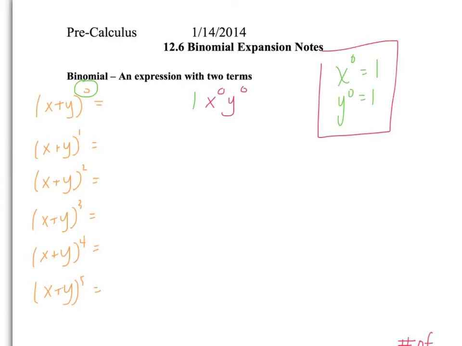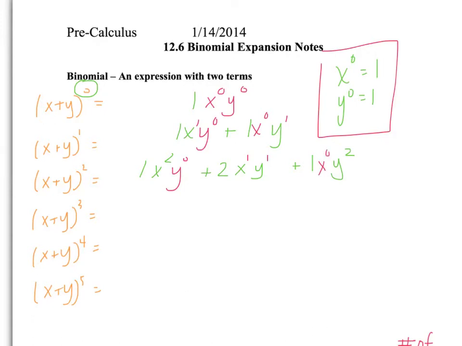It's just 1. x plus y to the 1 is just itself, so that's going to be obviously 1x plus 1y. But again, I'm going to add in some placeholders. I'm going to have a y to the 0, an x to the 0, and this is really x to the 1, y to the 1. When I FOIL out x plus y squared, I'm going to get 1x squared plus 2xy plus 1y squared. Adding in my placeholders, this is y to the 0, x to the 1, y to the 1, x to the 0.